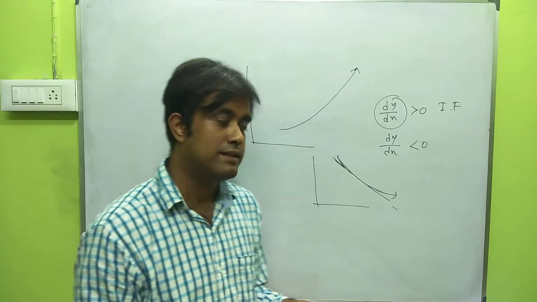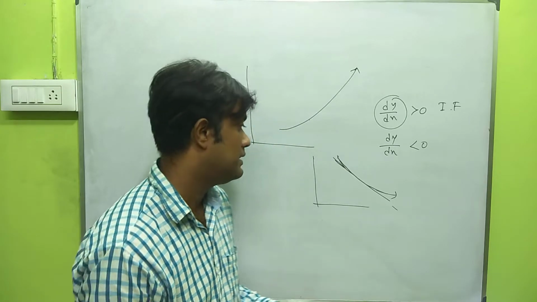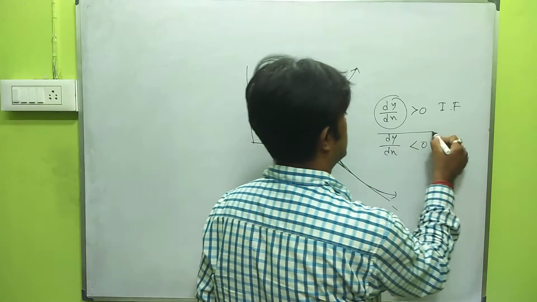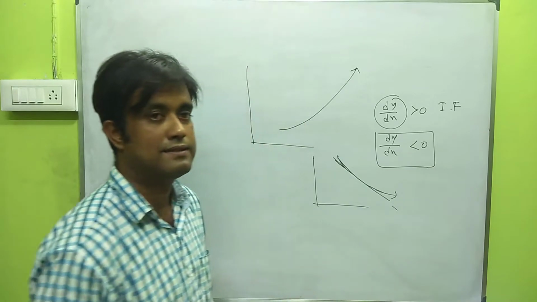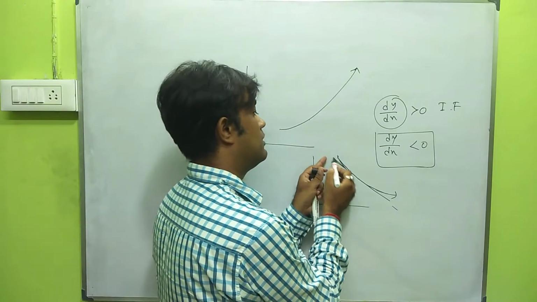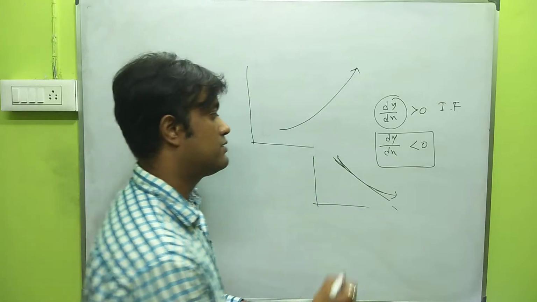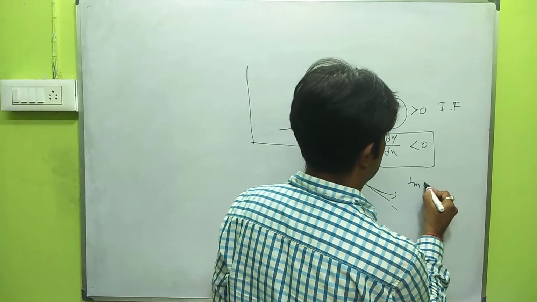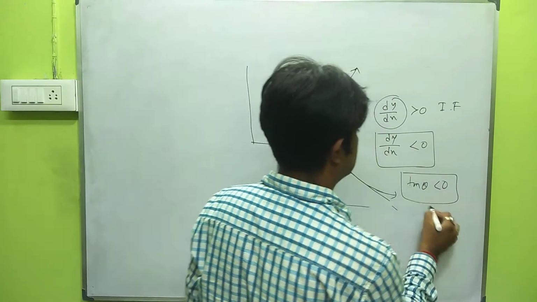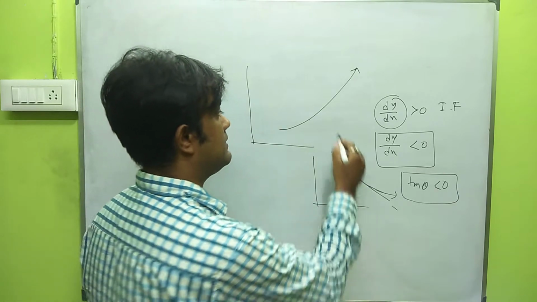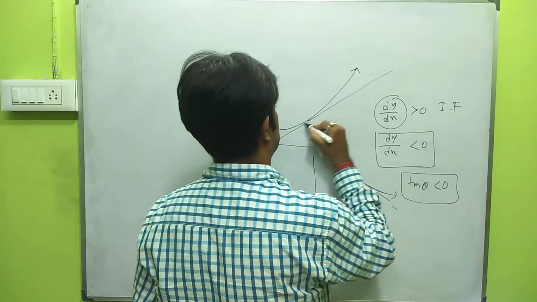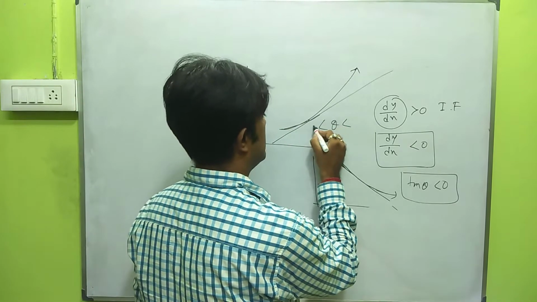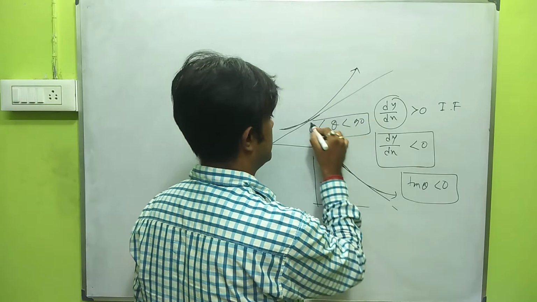it implies that in the region where this function is decreasing, dy by dx is less than 0. That is, if we draw a tangent, its slope will be negative, that is tan theta is negative, as theta makes an obtuse angle. And in the increasing case, if we draw a tangent at any point, it makes an acute angle, that is theta is greater than 0 and less than 90.